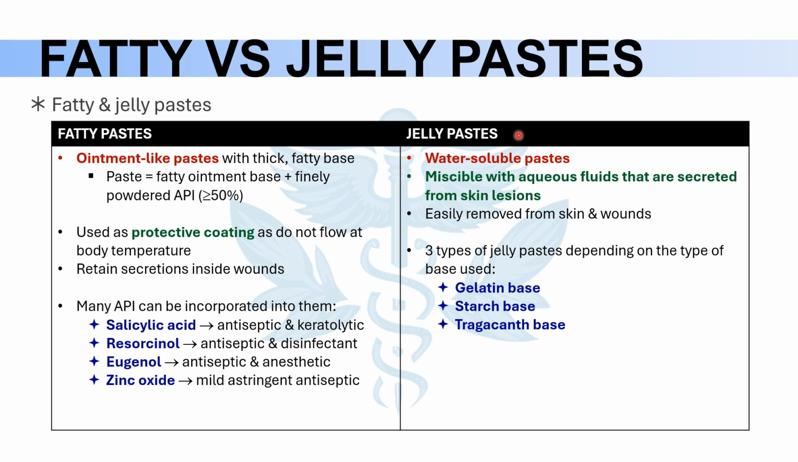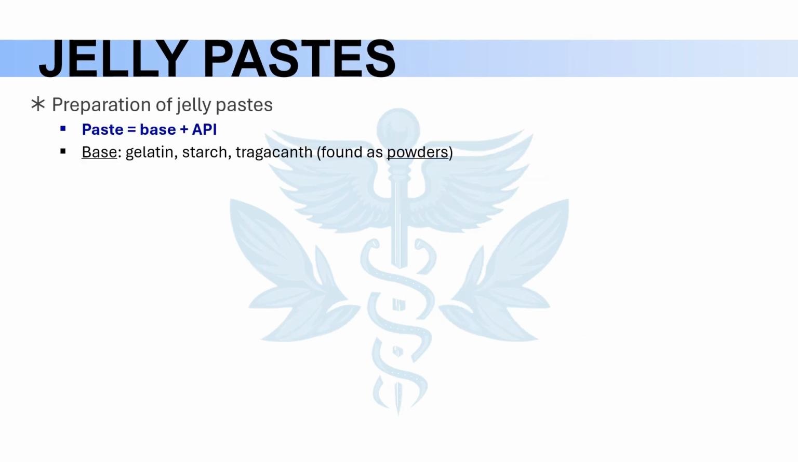On to jelly pastes. They are water-soluble pastes and therefore they are miscible with aqueous fluids that are secreted from skin lesions and are easily removable from the skin and wounds. There are 3 different types of jelly pastes depending on the type of base we use. We can use either gelatin base, starch base, or tragacanth base. If we wanted to prepare jelly pastes, then there are some precautions that we should consider.